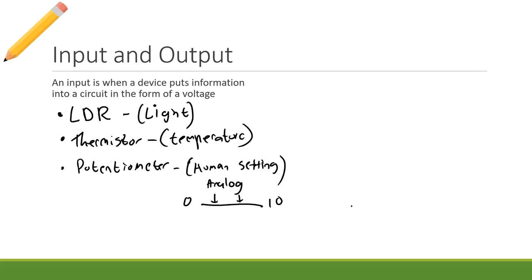There's one more input device that I haven't written here. It's actually one of the simplest devices that we ever learned. The switch. The switch only has two settings, again a human setting. It can only be controlled by a human, can either be on or off. So you can change this in different sort of things.